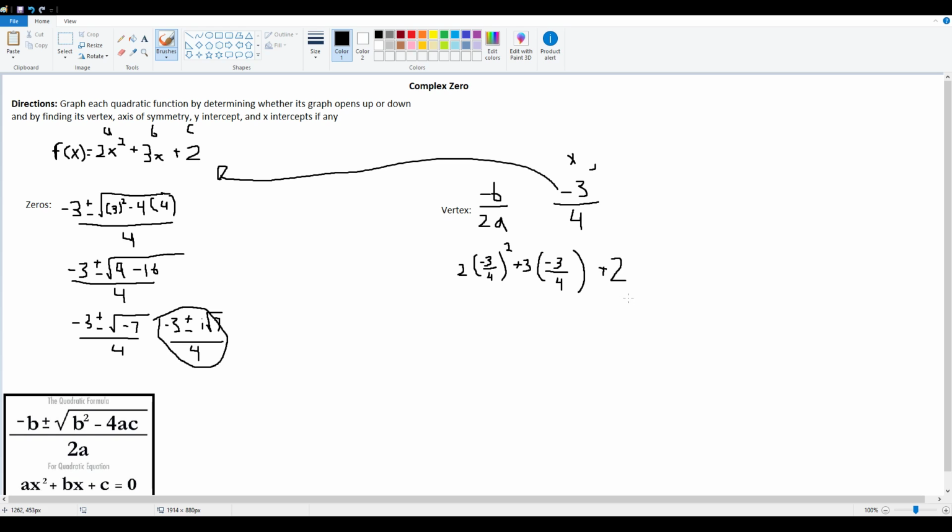Now, in your calculator, because it's kind of hard to do in your head, you will get 0.875, or 7 over 8, which would be the y. And that's your vertex.